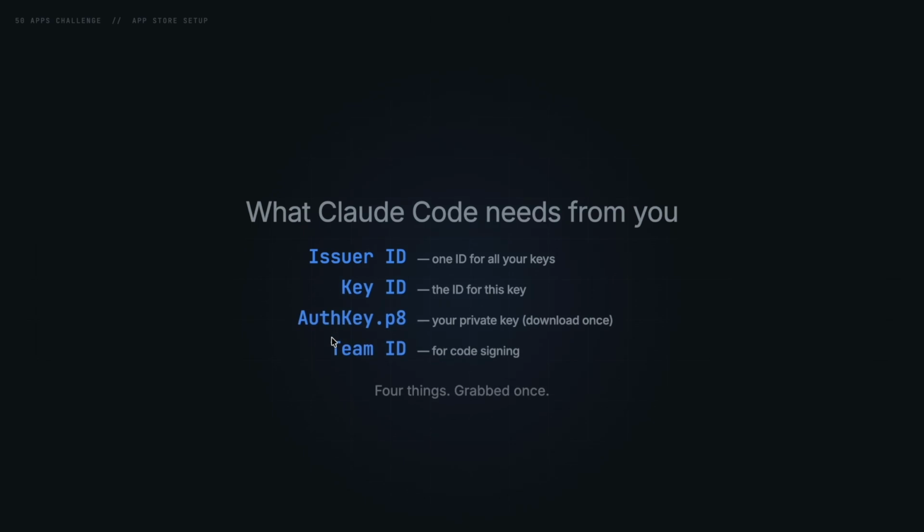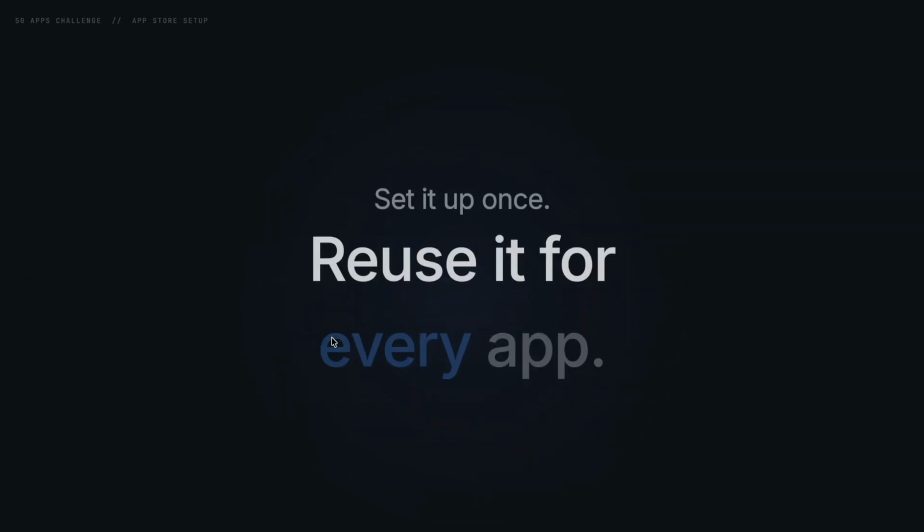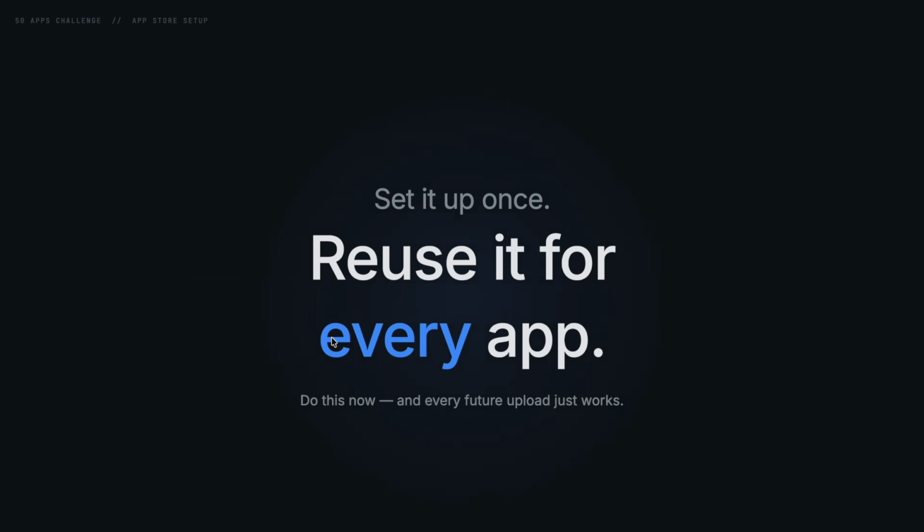To do that, Claude Code needs 4 things from you. First, your issuer ID. Second, your key ID, then a private key file that ends in .p8, and your team ID. We will grab all 4 in a couple of minutes here. So let's continue. And the best part, you set this up once and then reuse it for every app. Do it now and every feature upload just works.